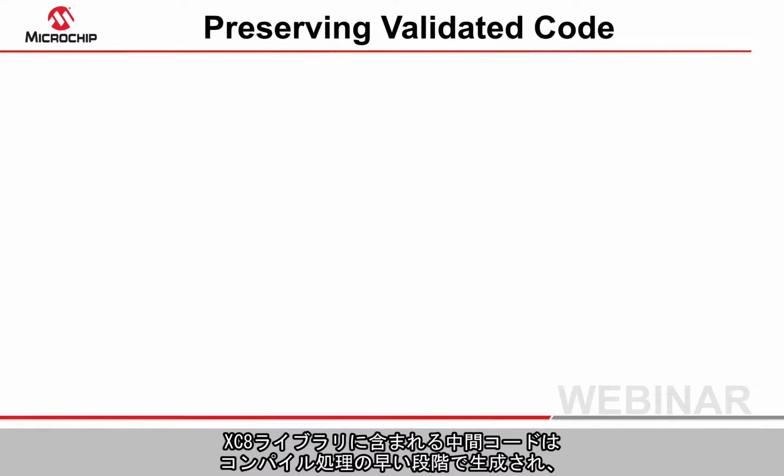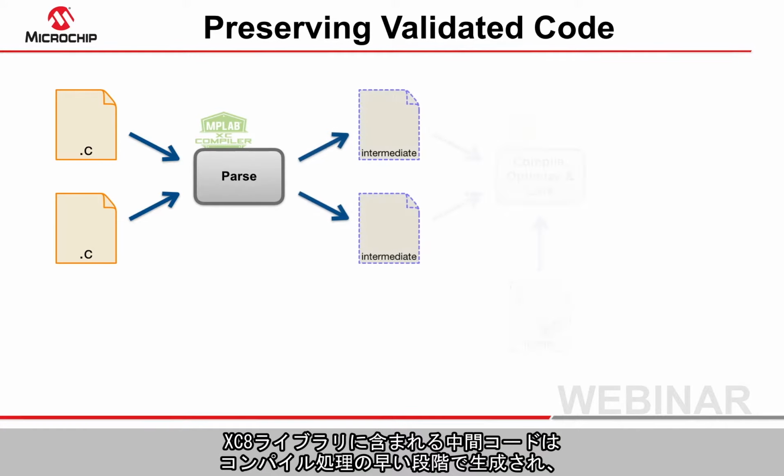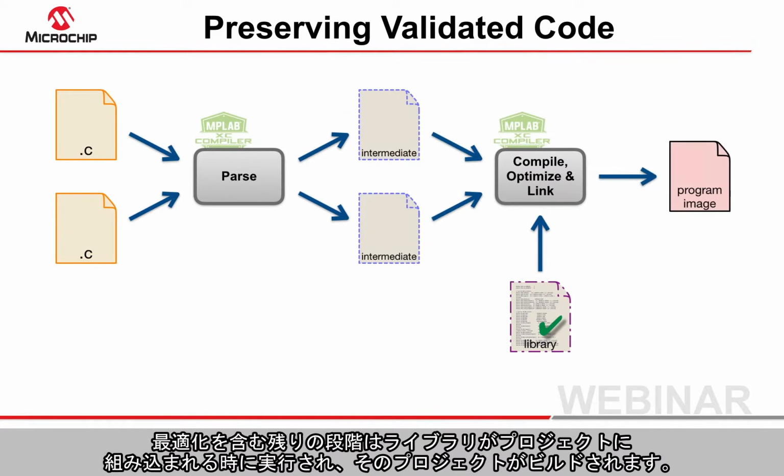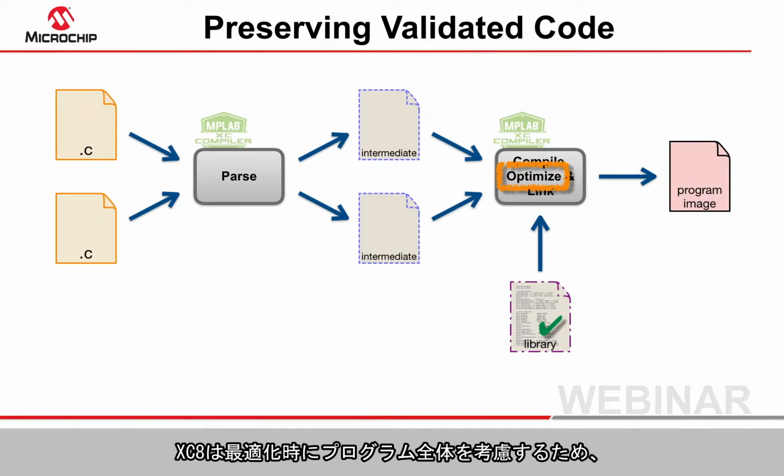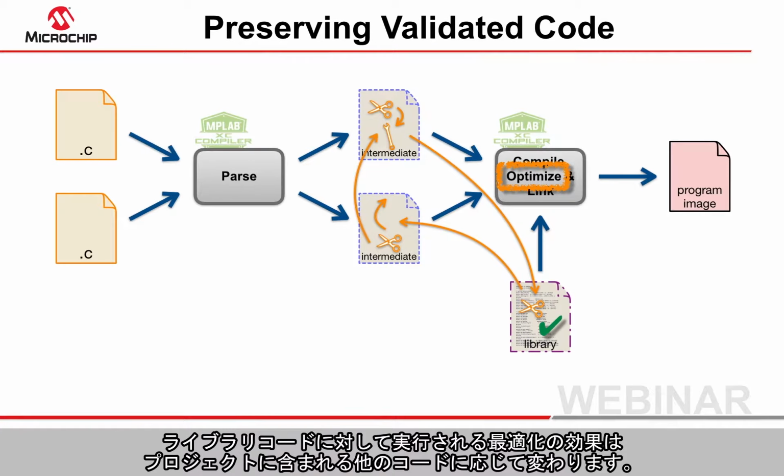The intermediate code contained in XC8 libraries is produced at an earlier stage in the compilation process, and the remainder of its compilation, which includes optimization, is performed when the library is made part of a project and that project is built. And since XC8 considers the entire program when optimizing, the effect of optimizations performed on library code will change, depending on the other code in the project.